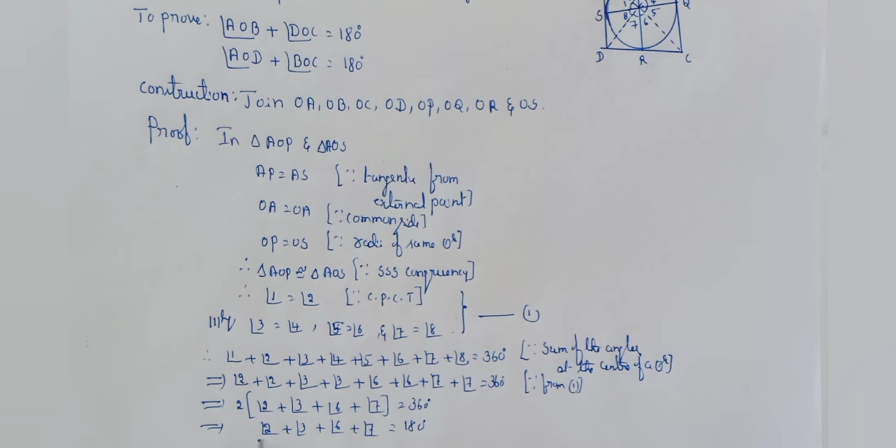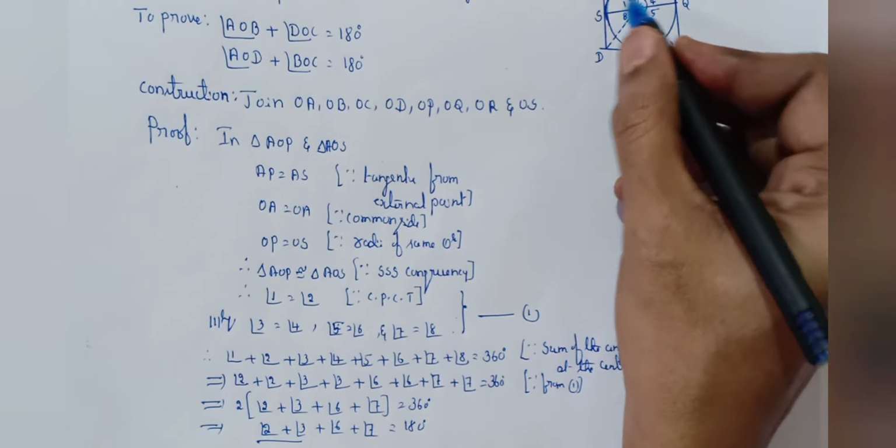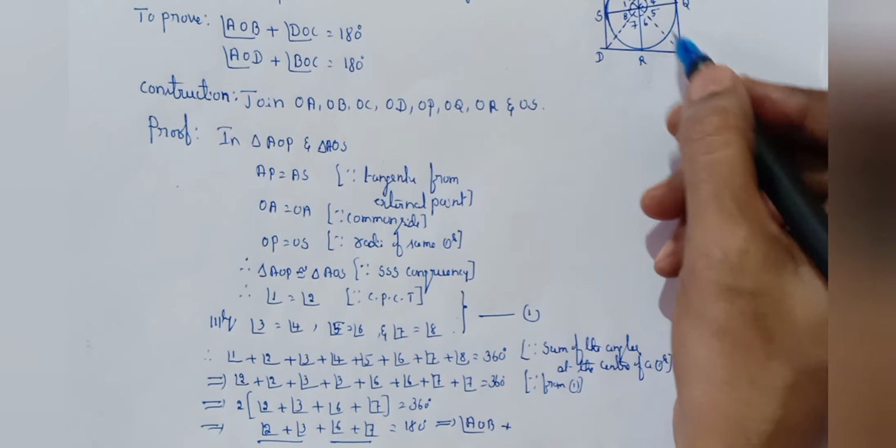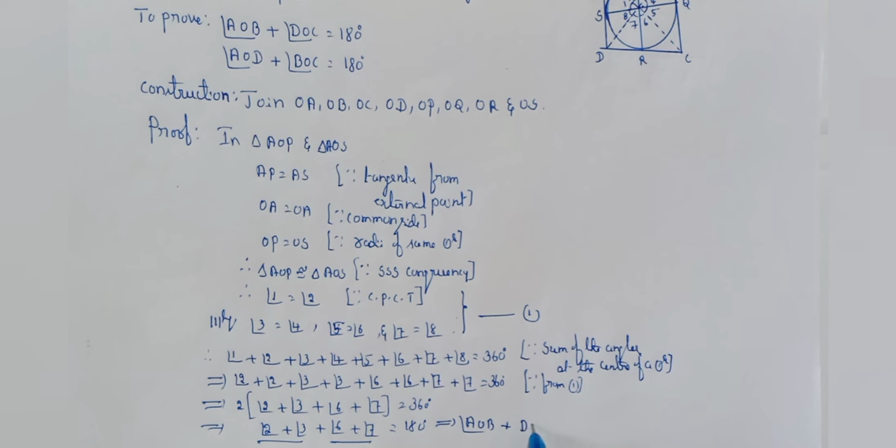Now, add angle 2 and 3. See, 2 and 3 is nothing but angle AOB. So, angle AOB plus 6 and 7. 6 and 7 is angle DOC. Angle AOB plus angle DOC is equal to 180 degree. Therefore, angle AOB plus angle DOC is equal to 180 degree. Similarly, angle AOD plus angle BOC is also 180 degree.